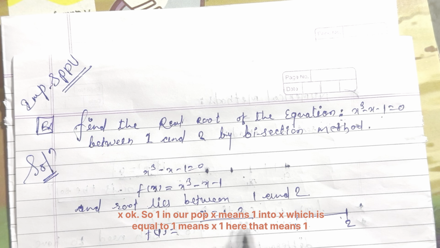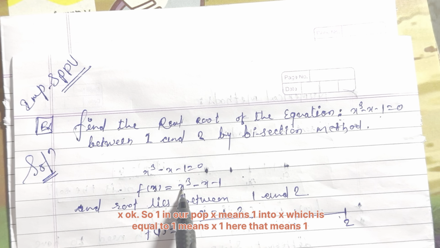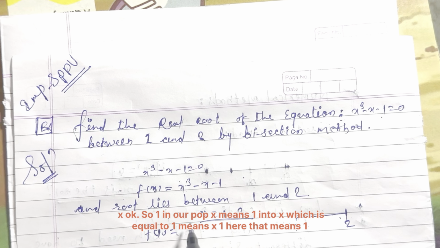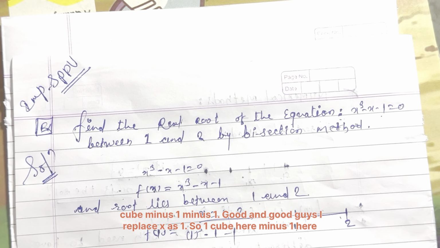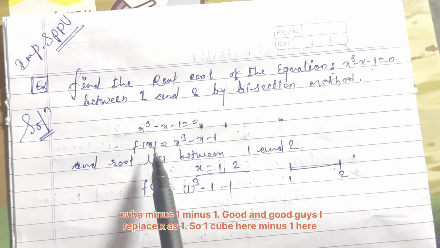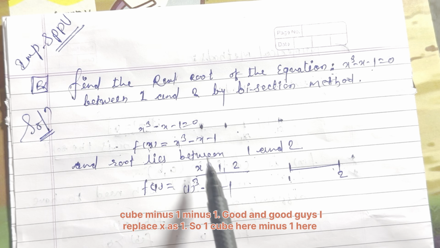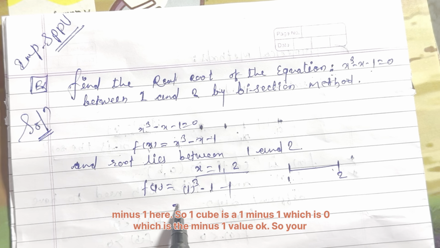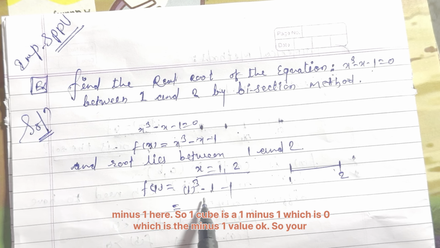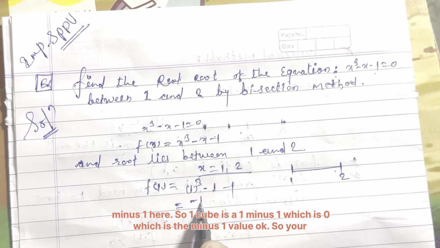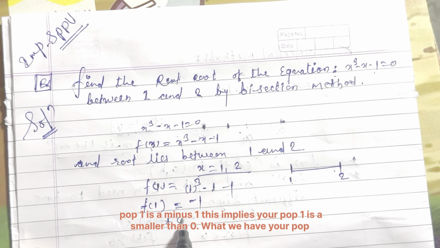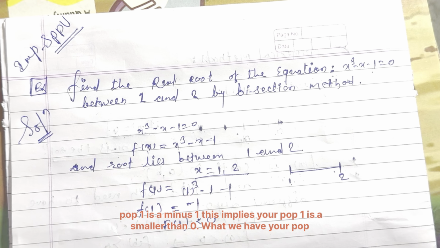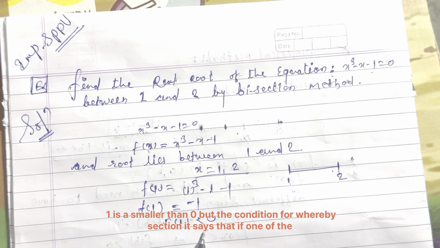Replacing x as 1 in f of x gives 1 cube minus 1 minus 1. Done, guys, I replaced x as 1. So 1 cube is 1, minus 1 is 0, minus 1 gives us minus 1. So f of 1 is minus 1. This implies f of 1 is smaller than 0.